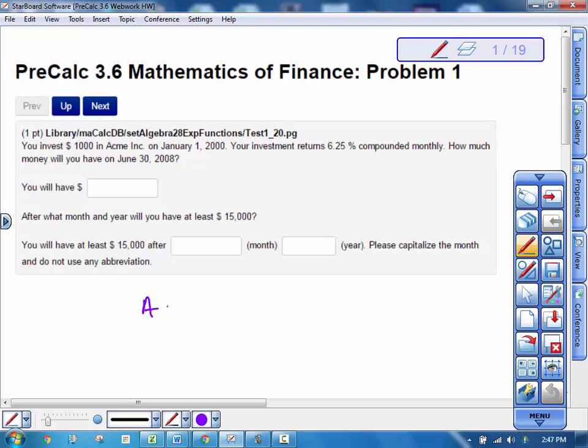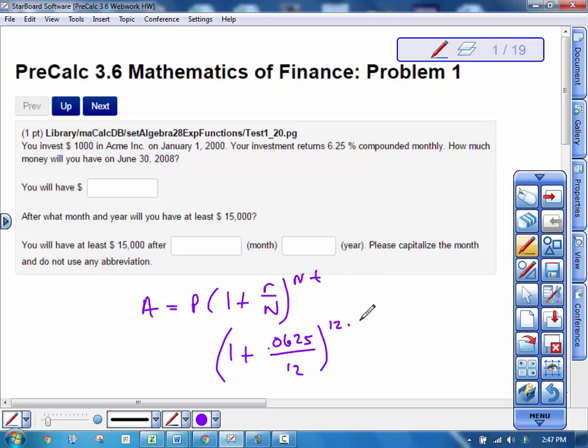Okay, so the formula we're going to use for that is on the formula sheet. It's the formula that we use for compounding a certain number of times per year. And we're going to use 12 for that because we're compounding monthly. The interest rate is 0.0625 or 6.25%. And we're calculating it 12 times.